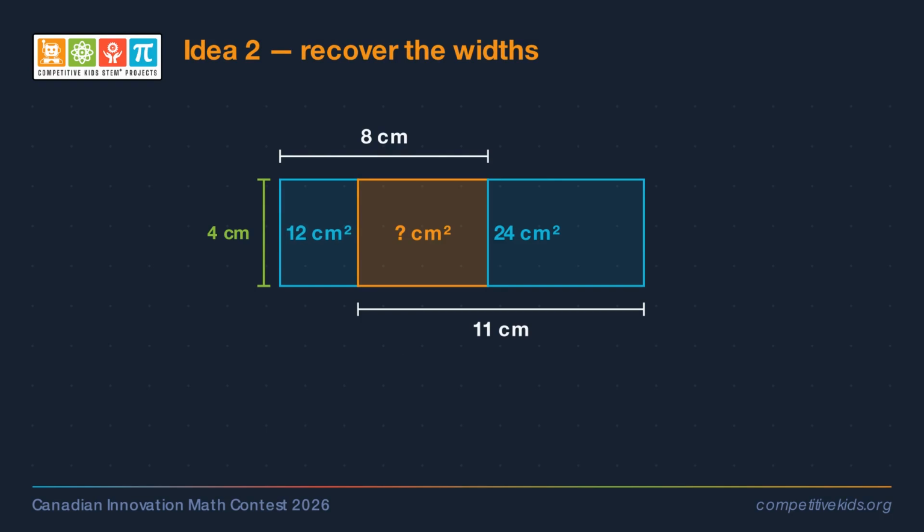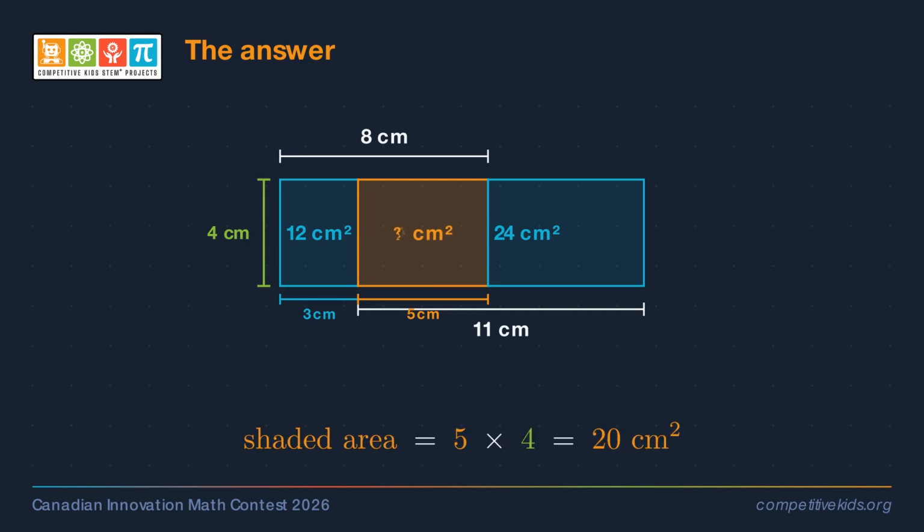The left area is 12. The shared height is 4. So the left width is 12 divided by 4. That equals 3 centimeters. The left span is 8. So the middle width is 8 minus 3. That equals 5. The shaded area is 5 times 4. That is 20 square centimeters.